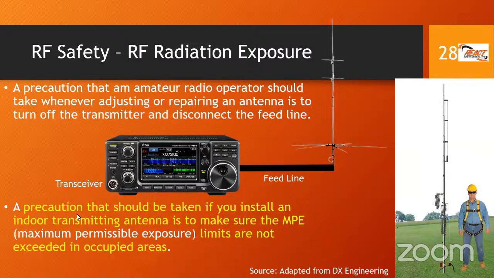So, bullet point, a precaution that should be taken if you install an indoor transmitting antenna is to make sure that the MPE, and MPE is maximum permissible exposure, limits are not exceeded in the occupied area. So if you're installing an antenna anywhere actually, but this exam question speaks about it being indoors, just make sure that it will not exceed the MPE for the particular area, so that someone cannot come close enough to the antenna and be exposed in excess of what they should.